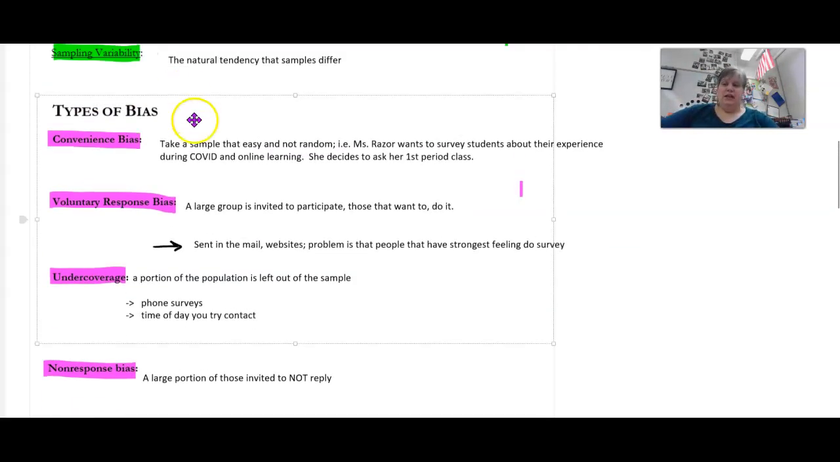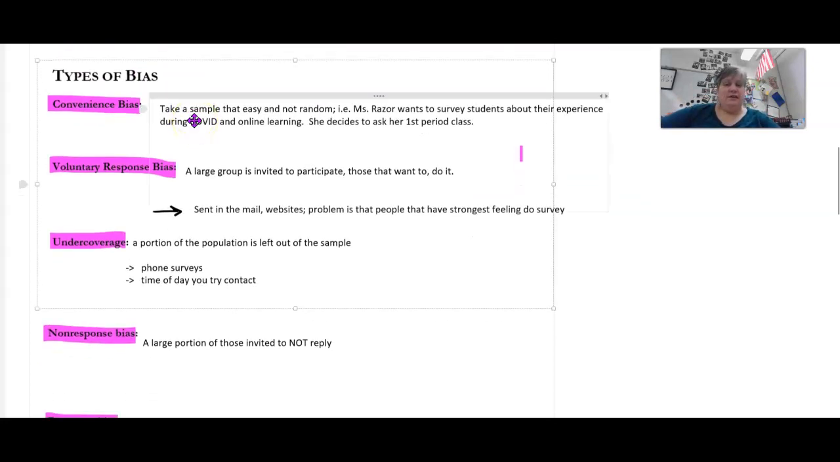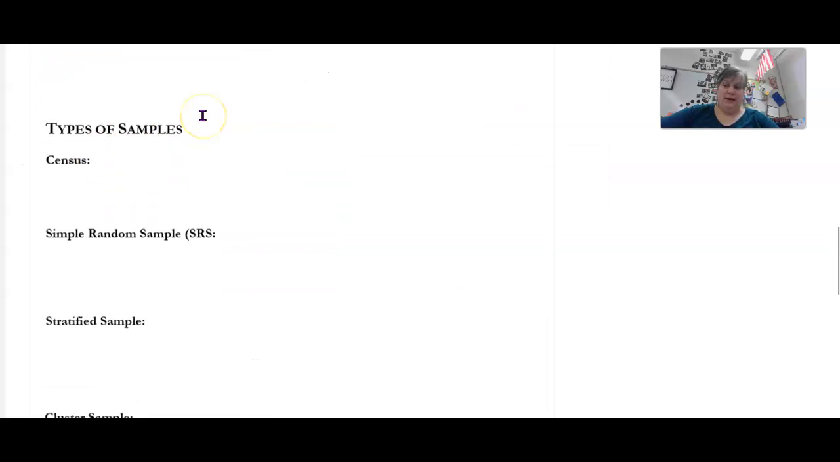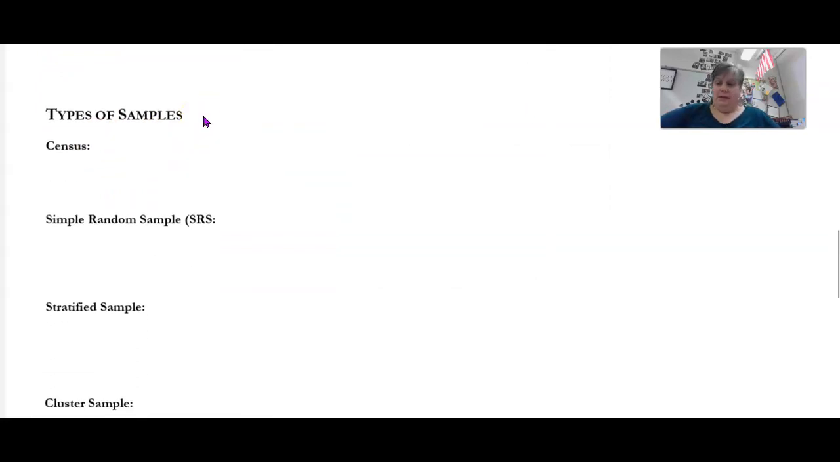Okay, so there's lots of different types of bias, and they can sometimes have overlap. It's going to be important that you can explain when you have the different types of bias. Okay. All right, now we have different types of, I'm sorry, now we have different types of samples. So a census is when you try to sample everybody in the population.